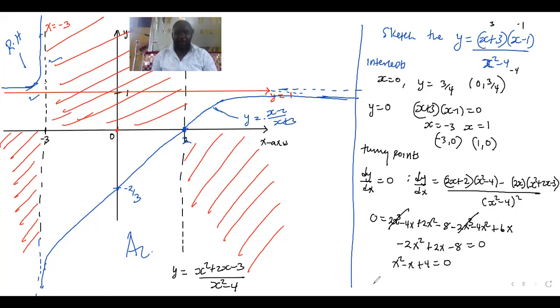Check. The one who was asking me last time, where do you test, where do you investigate? When you differentiate and get a quadratic like this one, before you solve it, just investigate. Sometimes the question is, show that the curve has no turning points.